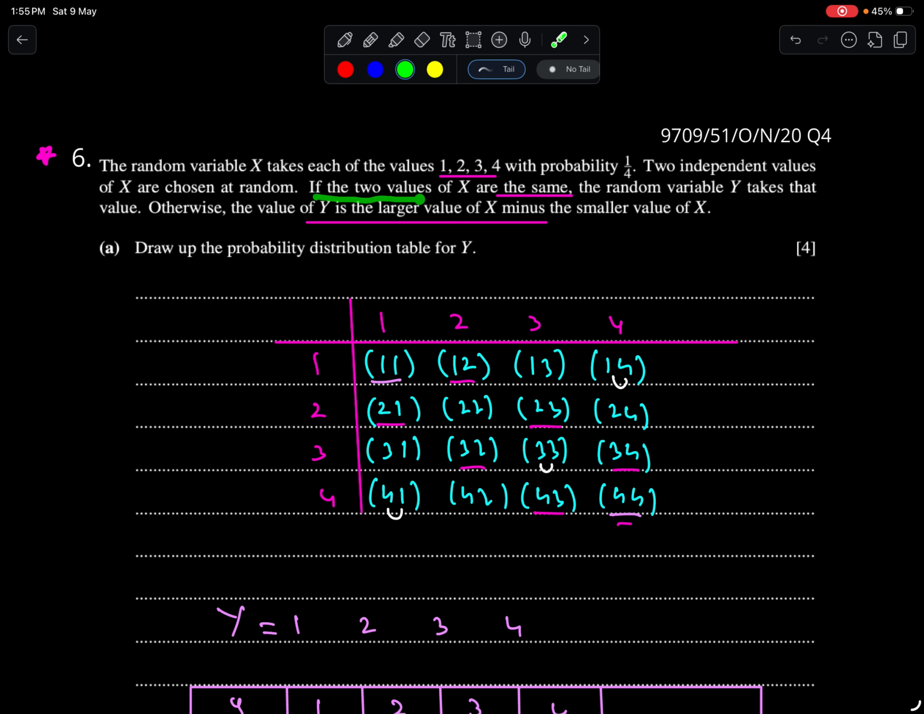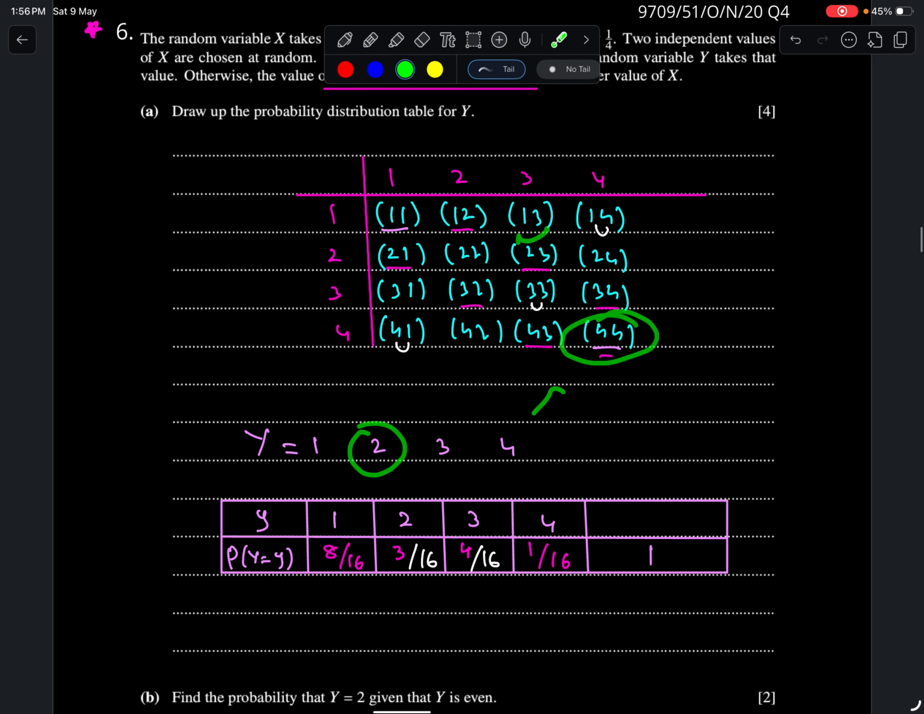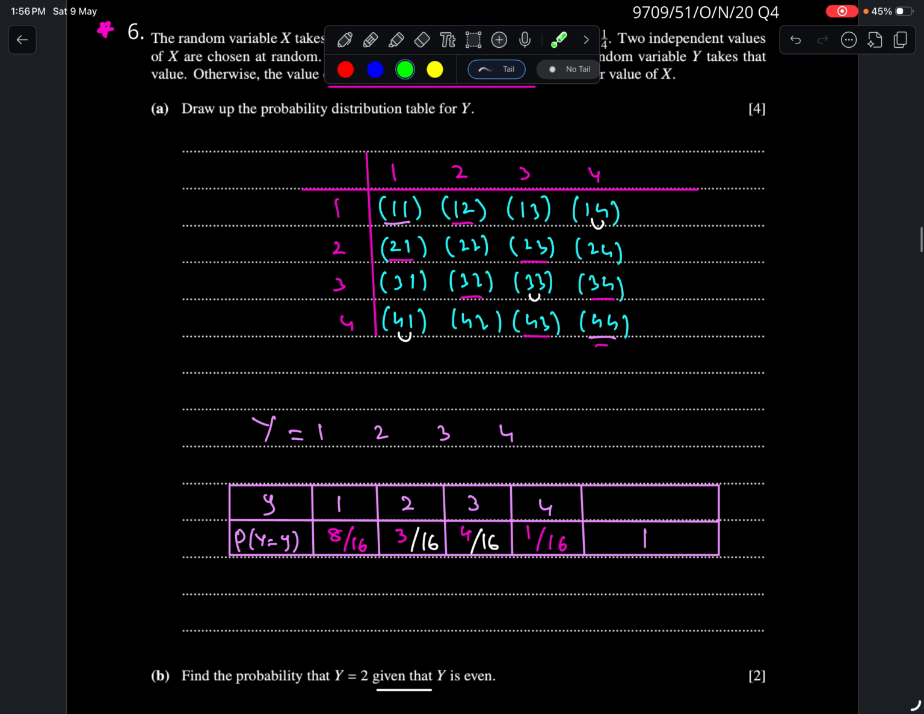But here we have two mathematical operations. See, if the two values of X are the same, the random variable Y takes that value. Meaning, like 1, 1, the Y can take 1. Otherwise, Y is the larger value of X minus the smaller value of X. 3 minus 1, 2. This is the value of Y. That is why I listed all the outcomes. Now, which values can Y take? 1, 1, so 1. 2 minus 1, 1. 3 minus 1, 2. Right? 4 and so on.